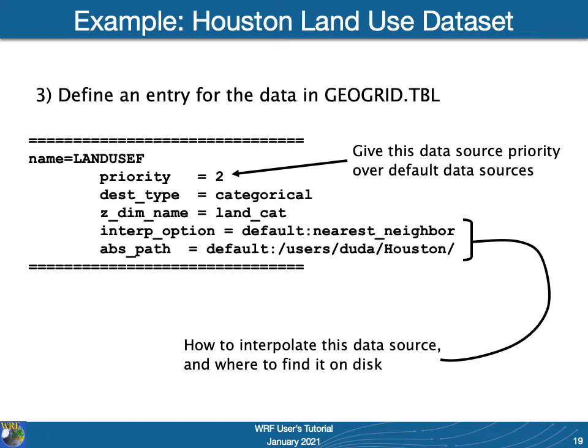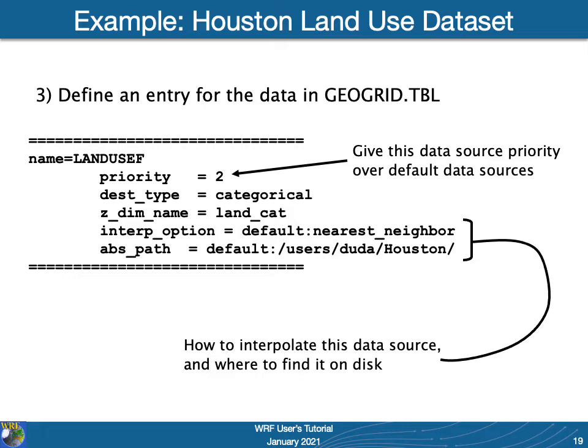So after we've prepared our data set and prepared an index metadata file for our data set, we can then go in and make a change to the GeoGrid table file. In this example, our Houston dataset falls under the third class of new data. It's an alternative source for an existing field, but it needs to be supplemented with the default dataset because our Houston data only covers part of our model domain. So in this case, we're going to make a duplicate of the land use F, or land use fraction entry in the GeoGrid table file.